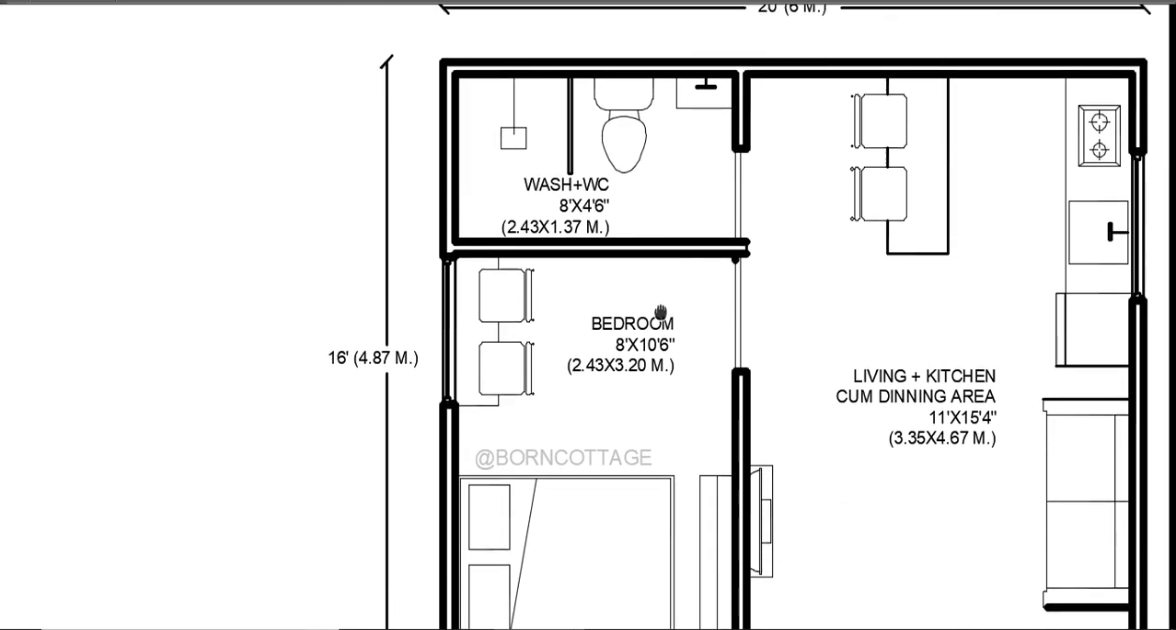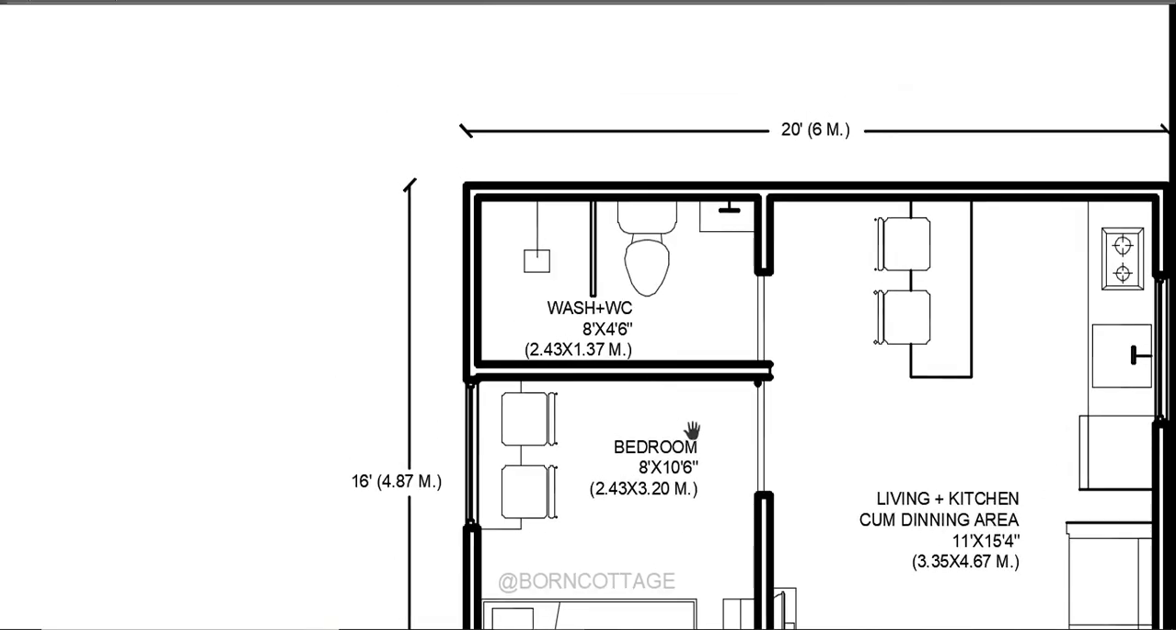If we go inside, so we have common use washroom plus water closet here. You can see here the wash basin, water closet and the shower area, and we have a ventilator for ventilation of this washroom. So this is the floor plan of the house you are watching on the screen.